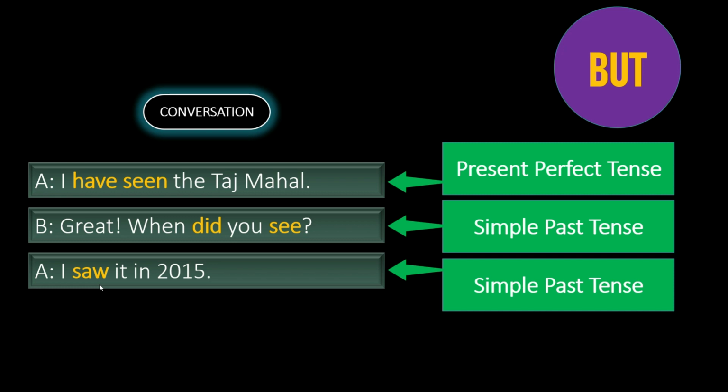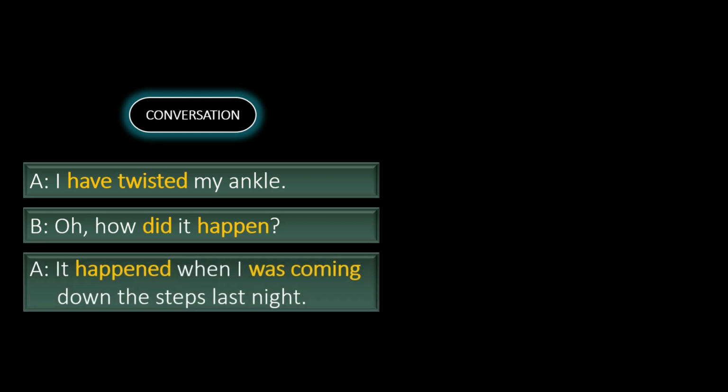Okay, let's move on. Let's look at another conversation. Mr. A says, I have twisted my ankle. Mr. B says, oh, how did it happen? Mr. A again says, it happened when I was coming down the steps last night.